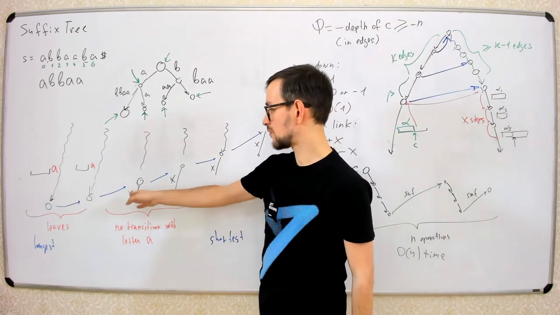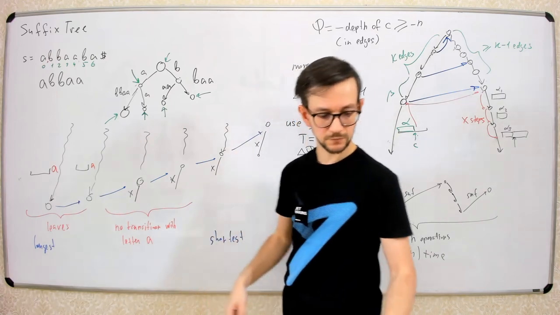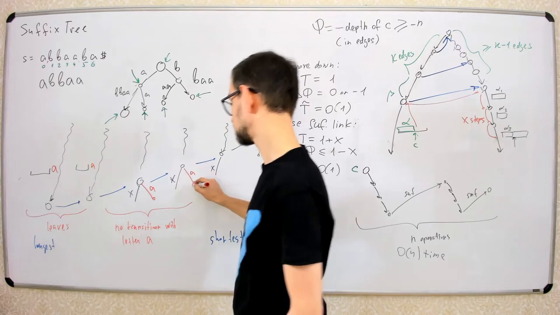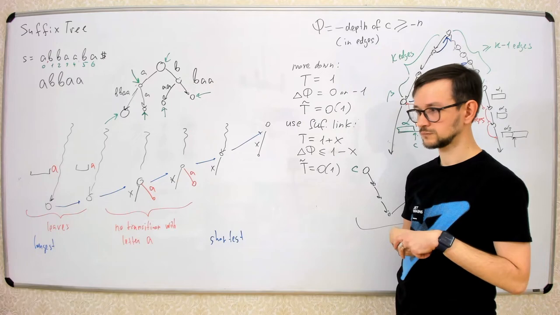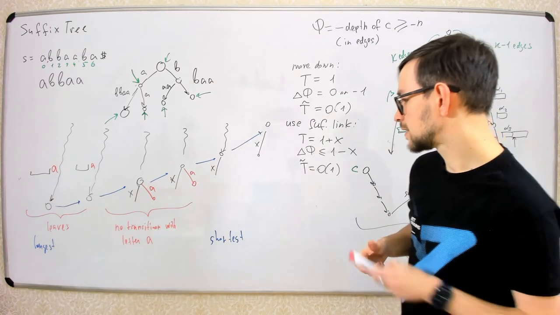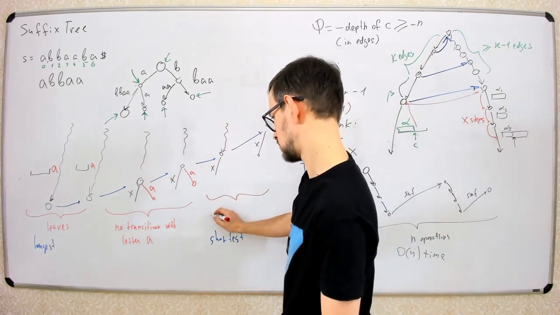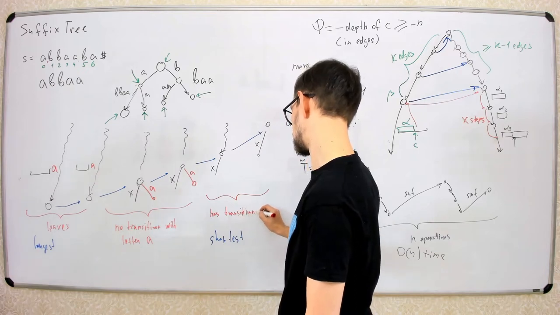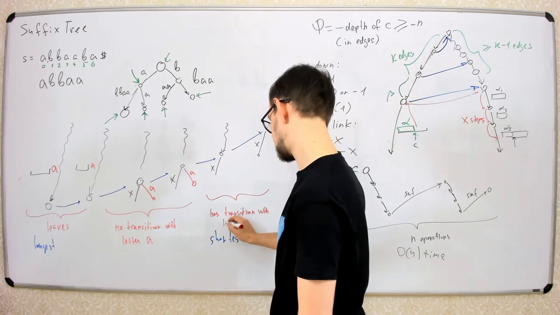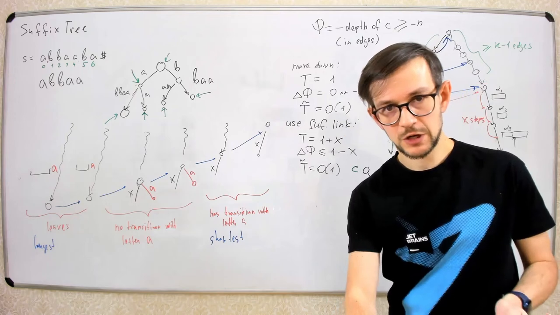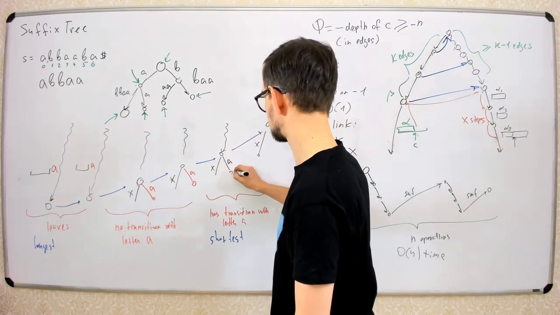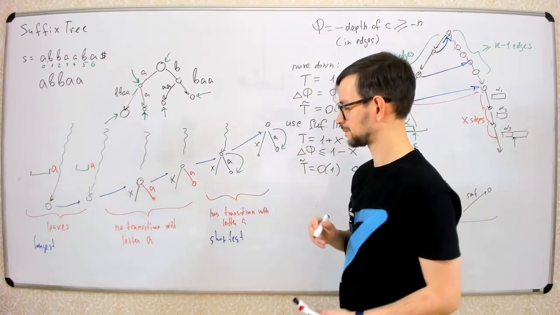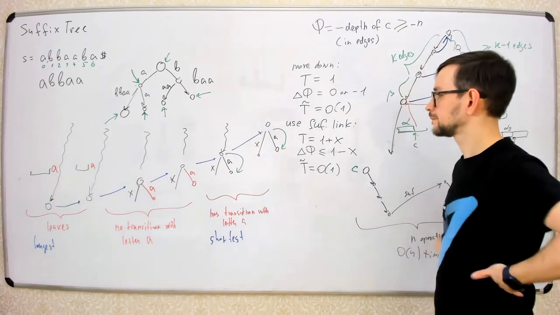So the second stage is the stage when you have non-leaves, but you don't have a transition with character A. So what you need to do here is make the transition with A. So here you make a new transition with letter A. And finally, the first stage is when you have a transition with letter A. So when you have a transition with letter A, you just move along this edge. So you have this A, and you just move from here to here. That's all.